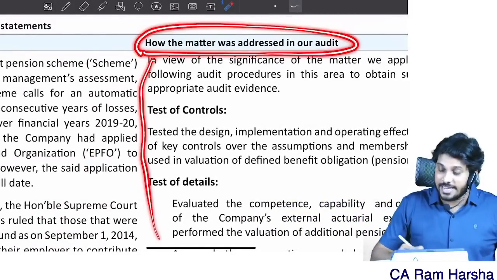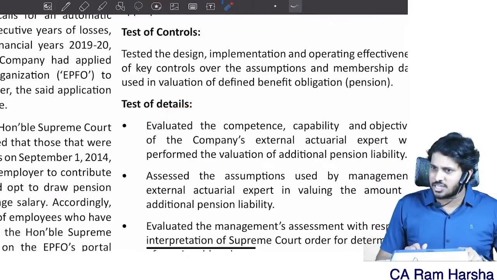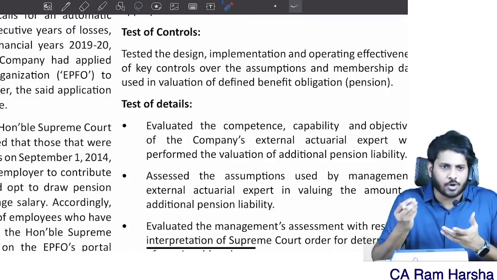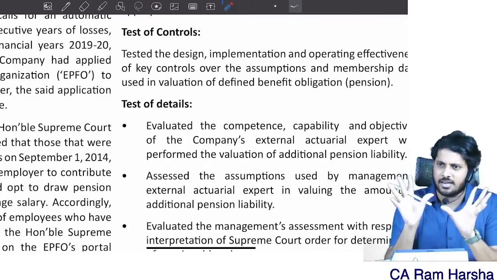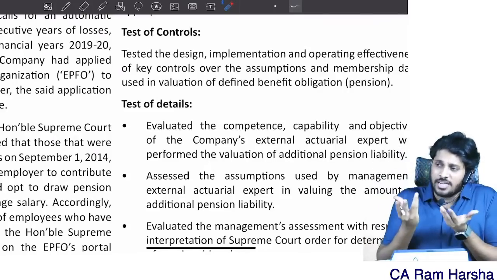How in the audit they tested it. So they tested some controls, then they tested some actual transactions, they verified values, computations, all that, and that's how they got sufficient appropriate evidence regarding that particular pension related program. Understood? What is a key audit matter?